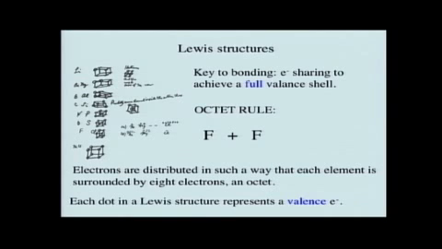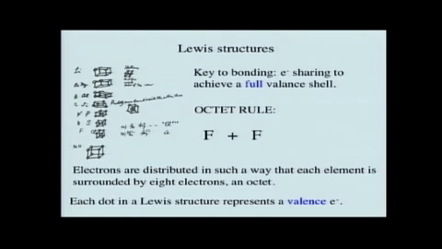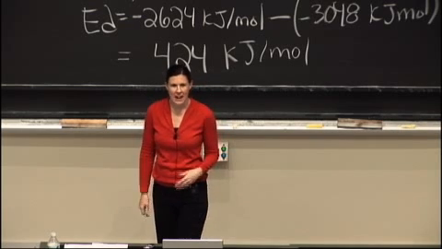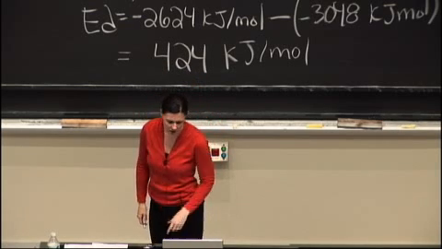So I said that we want to be talking about valence electrons here. That means if we're talking about, for example, the octet rule for an FF molecule, where we have 2 fluorine atoms, we need to write the valence electrons as dots around them.